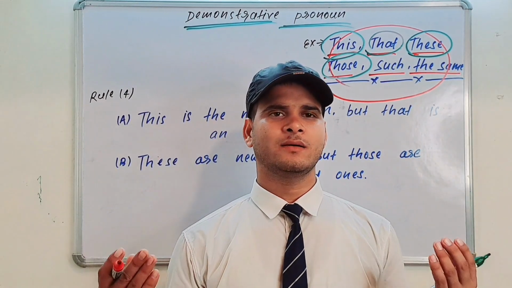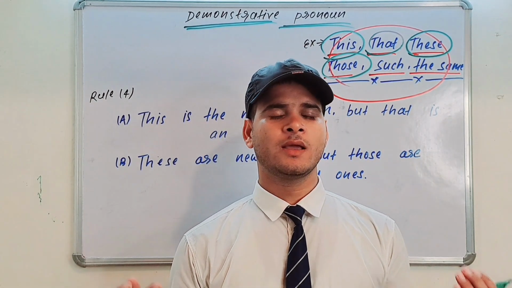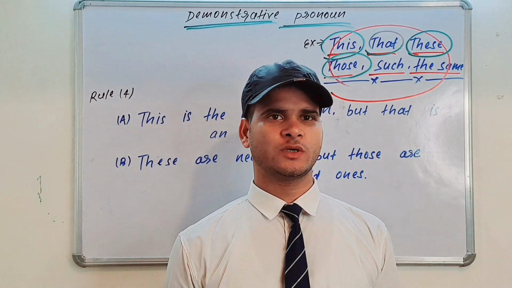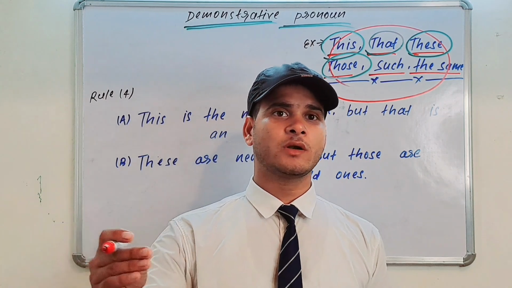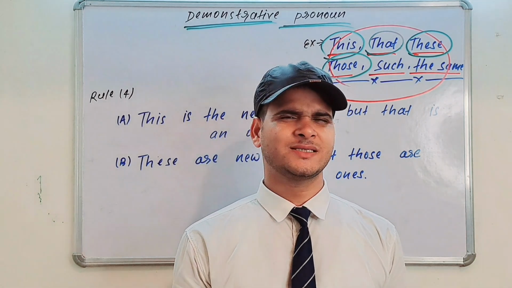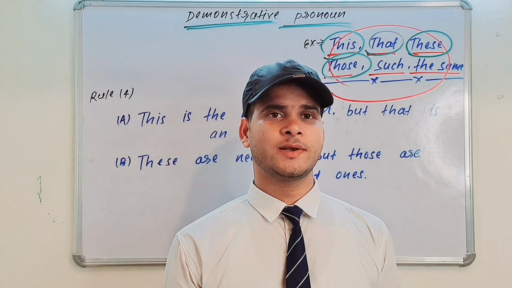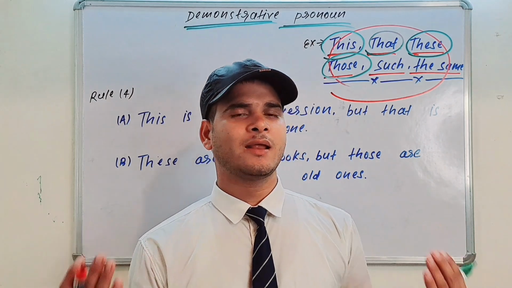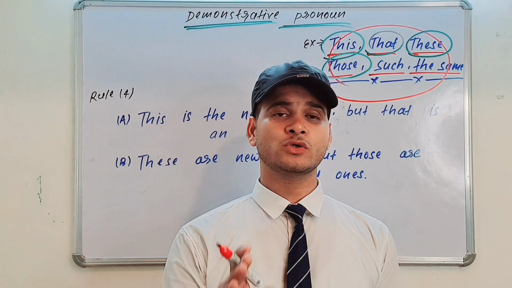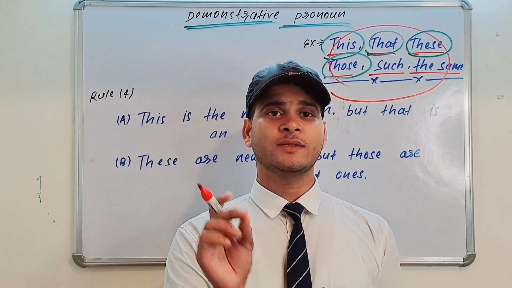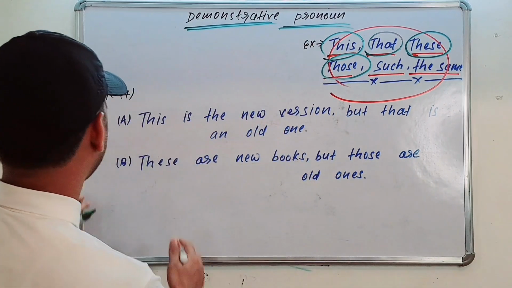Now understand the last rule, that is the fourth rule of demonstrative pronouns. Okay, let's start now. That fourth rule is based on the use of "one" and "ones". The plural of "one" is "ones". It can be used in a sentence like "one" and "ones". First, the use of "one" in a sentence. I'm talking about the use of "one" in a sentence, and here you can see the fourth rule.